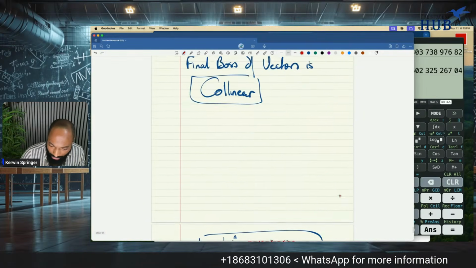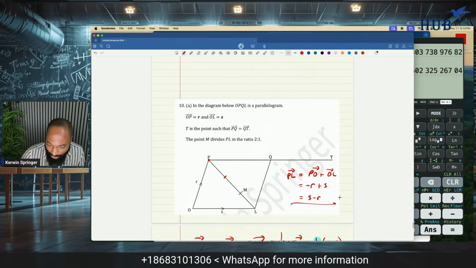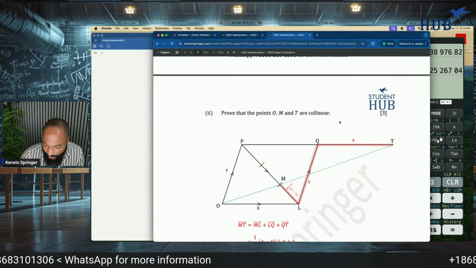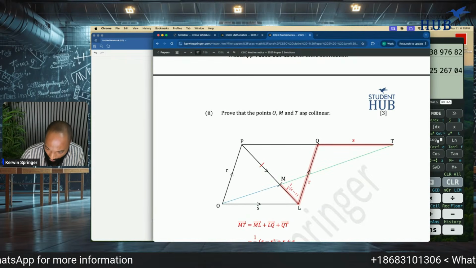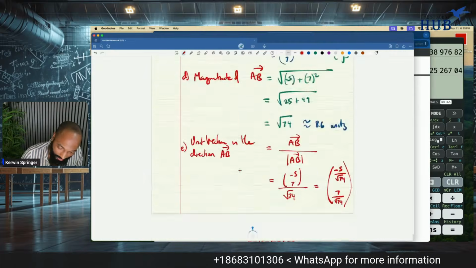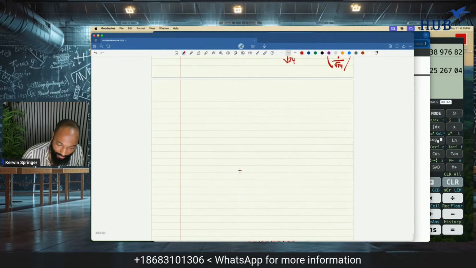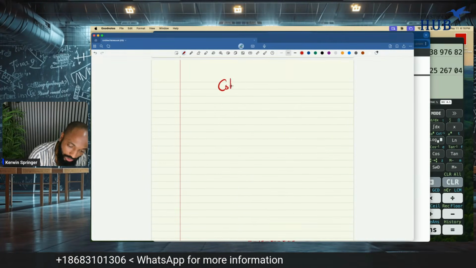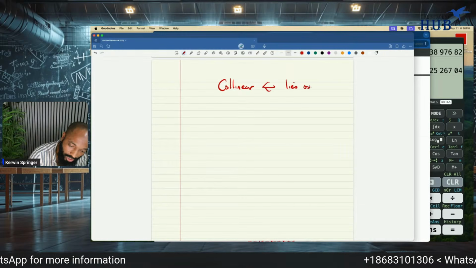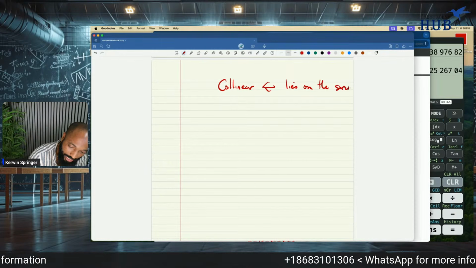So let's go back to the collinear idea from this past paper. They said to prove a whole bunch of stuff is collinear. They want you to prove that O, M, and T are collinear. What does that mean? What does collinear even mean? Collinear means lies on the same line. The final boss. Collinear means lies on the same line.